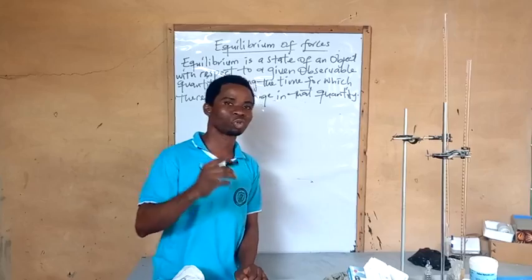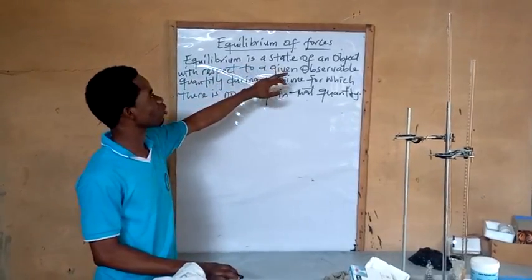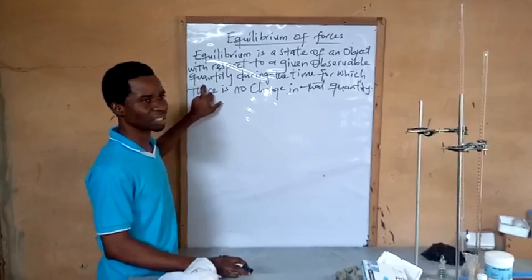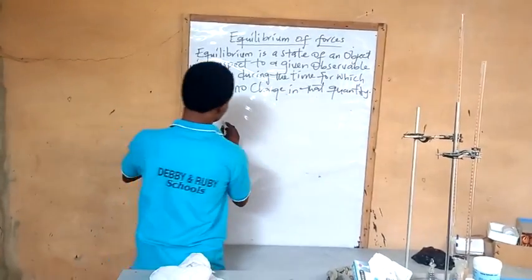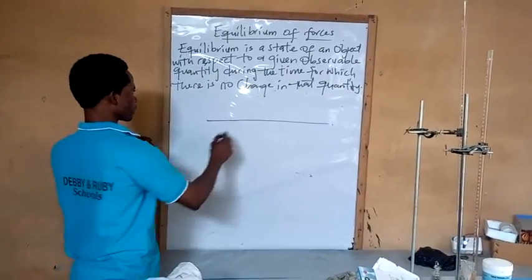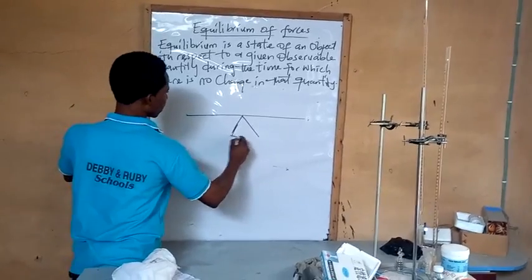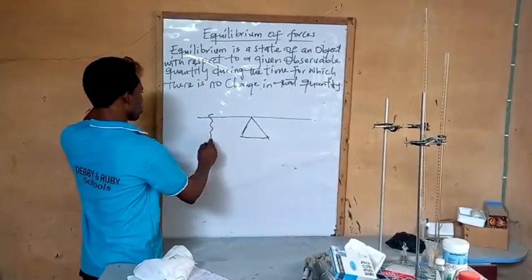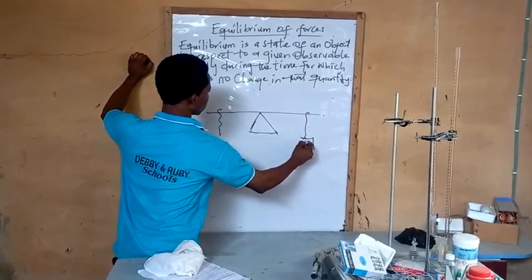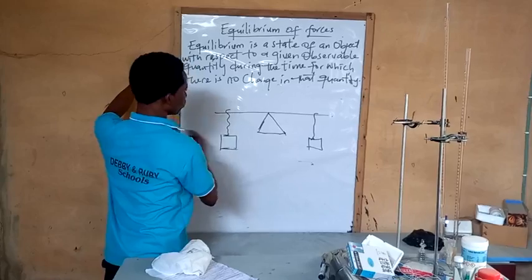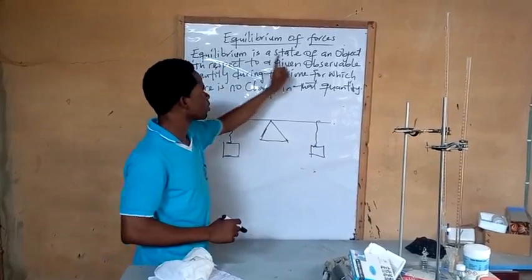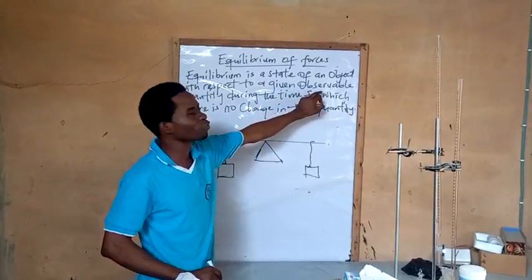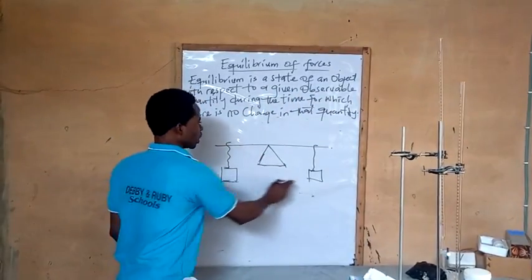Equilibrium. When we say equilibrium in physics, equilibrium is a state of an object with respect to a given observable quantity. Now, if you look at this, this is a ruler. This is a state of this ruler. So for this ruler to be balanced, let's say I put one weight here, I put another weight here. So if you look at this diagram, it says equilibrium is a state of an object, this state of a ruler, with respect to a given observable quantity. So these are the given observable quantities.